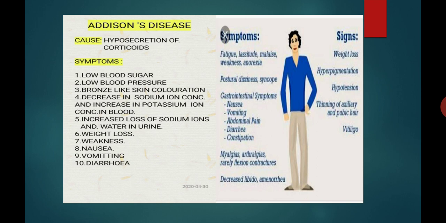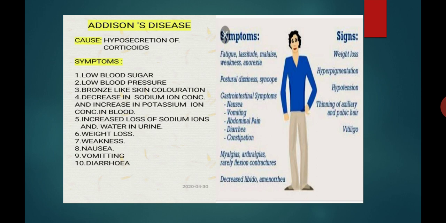So this is about the first disorder related to the adrenal cortex, Addison's disease. I repeat the points once again. It is caused due to hyposecretion of a corticoid hormone. Its symptoms are as follows. They have low blood sugar. Number two, low blood pressure. Number three, the major symptom is bronze-like skin coloration. Number four, decrease in sodium ion concentration in plasma, but increase in potassium ion concentration in plasma. This condition is called blood acidosis.